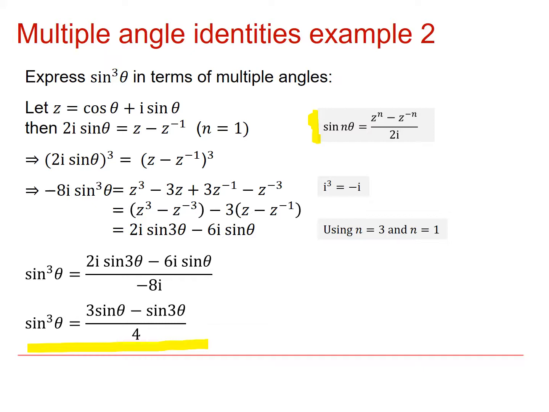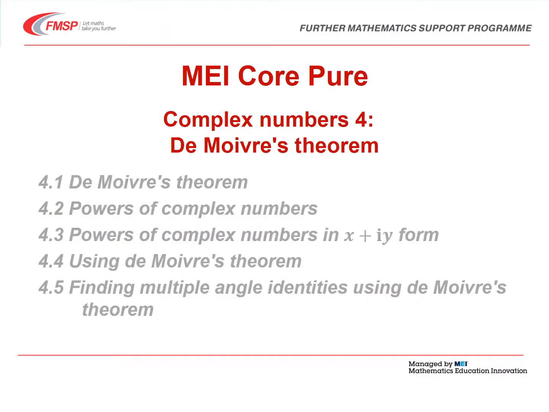So we've seen that we can express cosines or sines of multiple angles in terms of powers of cos or sine, and now that we can express powers of cos or sine in terms of multiple angles. And both techniques turn out to be very useful. That was the final video in this sequence, complex numbers 4, De Moivre's theorem.